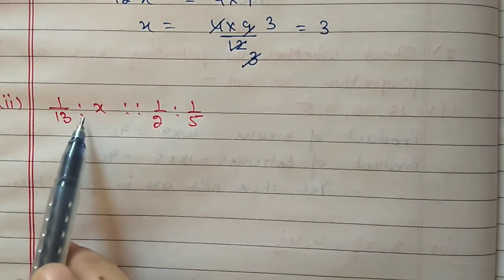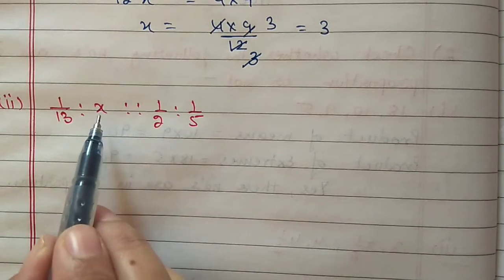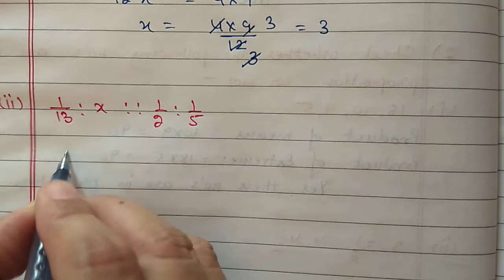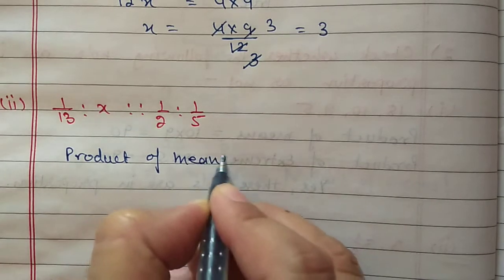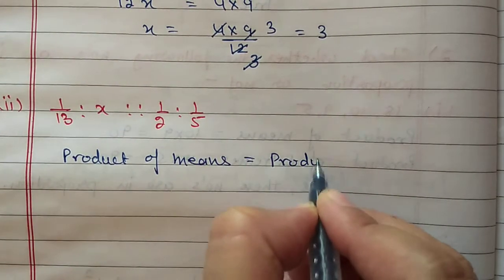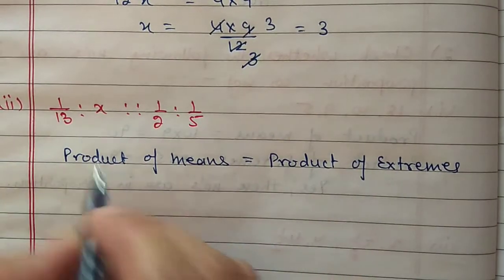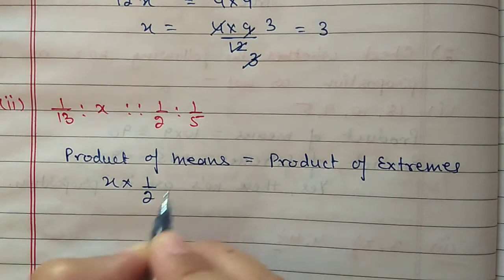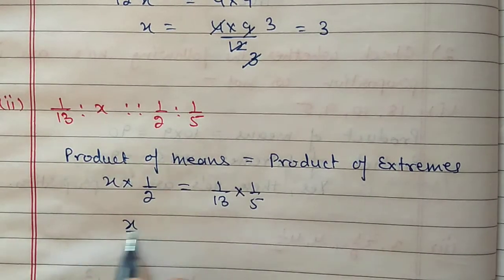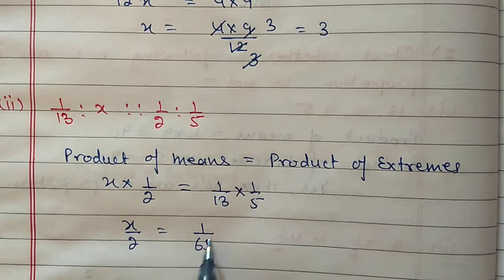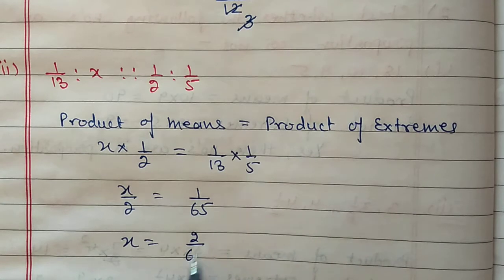Second part, 1 by 13 ratio x is equal to 1 by 2 ratio 1 by 5. So the x position is here in the means. So first we will write product of means equal to product of extremes. The means are x and 1 by 2, so x into 1 by 2 is equal to 1 by 13 into 1 by 5. So x by 2 is equal to 1 by 65. 13 5s are 65. The 2 you can also shift to the other side. x is 2 by 65.